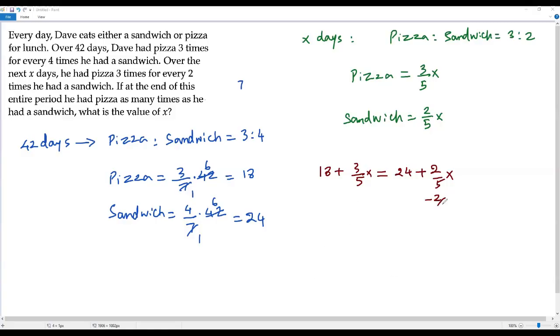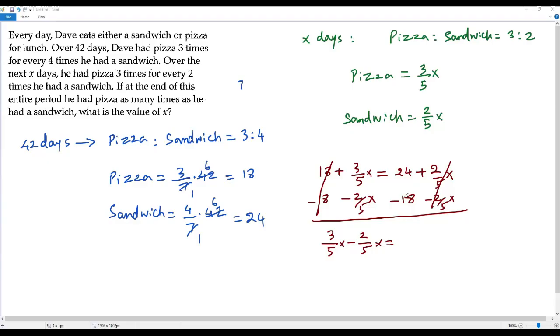Let me subtract 2/5 of X from both sides to get rid of the 2/5 X on the right side. And let me also subtract 18 from both sides to get rid of the 18 on the left side. Positive 18 and negative 18 cancel out, and positive 2/5 X and negative 2/5 X cancel out. Then I get 3/5 X minus 2/5 X equals 6, since 24 minus 18 is 6. The fractions have the same denominator 5, so we take 5 in common: 3x minus 2x over 5 equals 6. 3x minus 2x is just x, so x over 5 equals 6.